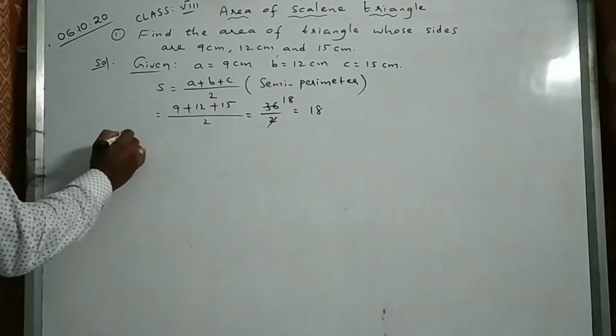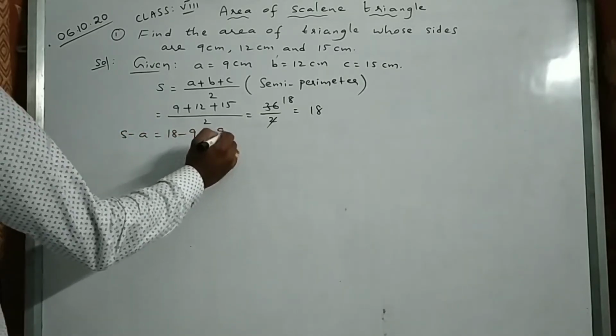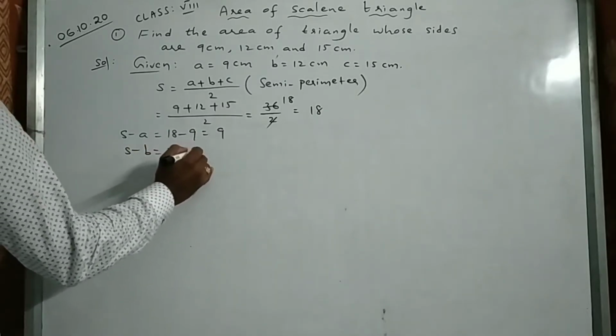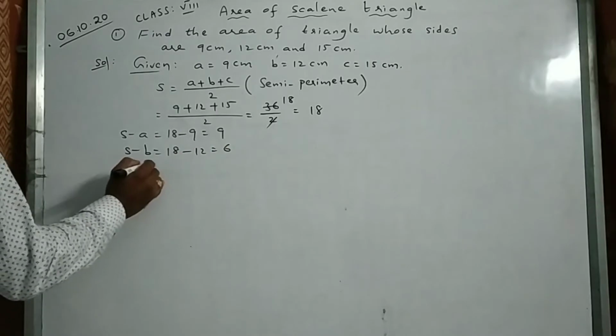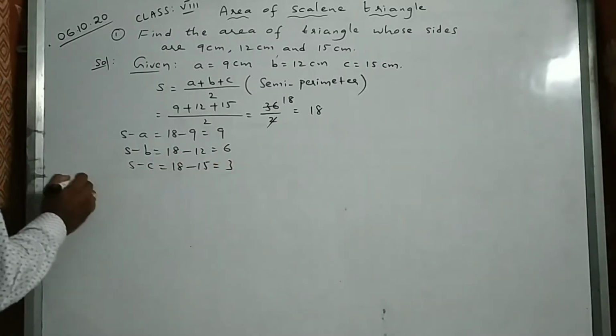So find out s minus a. S value 18 minus a value 9. So 9. S minus b. 18 minus 12, 6. S minus c. 18 minus 15. That is 3.